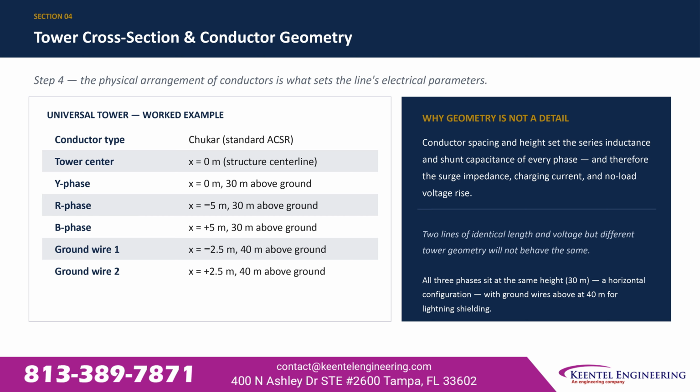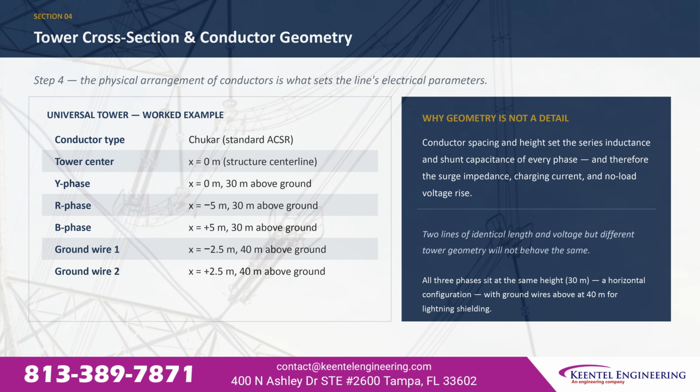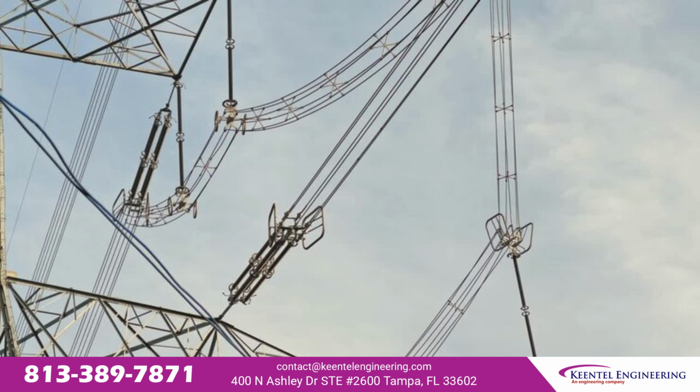This example uses the universal tower with Chukar conductor, a standard ACSR type. All 3-phase conductors sit at 30 meters in a horizontal arrangement, center phase at the tower center line, outer phases 5 meters to each side. 2 ground wires sit at 40 meters, symmetrically above the phases for lightning shielding.